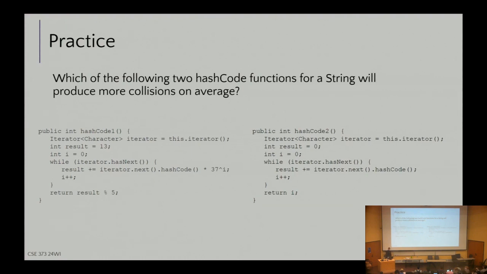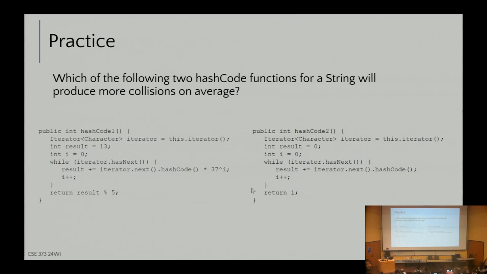Okay. Because I think on the line that starts with result, the one on the left is more complicated. Mm-hmm. It multiplies the value there by 37 to the i power. In addition, the return statement says result modulo 5, whereas the simple one on the right just says return i. Yes. So there's a bunch going on here.